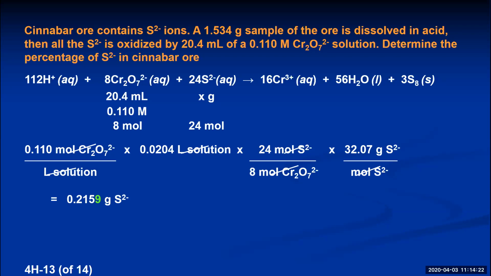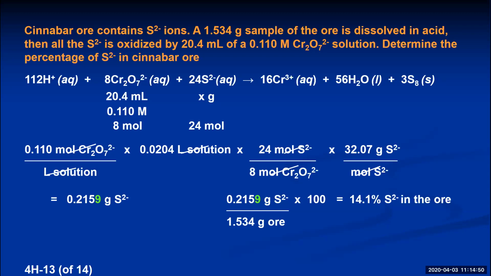Whenever you're doing percentages, they're always fractions. There's something divided by something else, and it'll tell you exactly how to do that. When it says sulfide in cinnabar ore, this is read sulfide divided by cinnabar ore. So take the mass of the sulfide divided by the mass of the cinnabar ore. And if you divide that, you'll get a fraction. That's the fraction of the ore by mass that's sulfide. And if you want it to be a percent, you multiply by 100. So when you do that, we get 14.1%. And so therefore, the cinnabar ore must be 14.1% sulfide by mass.